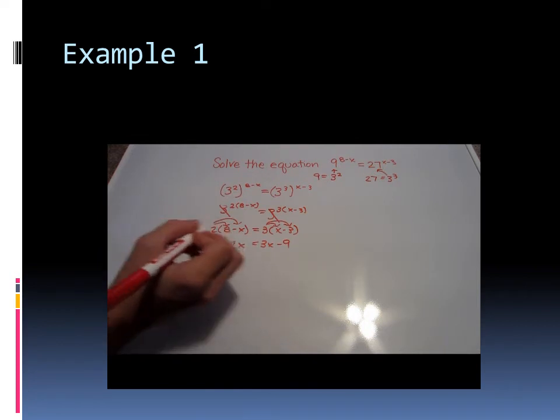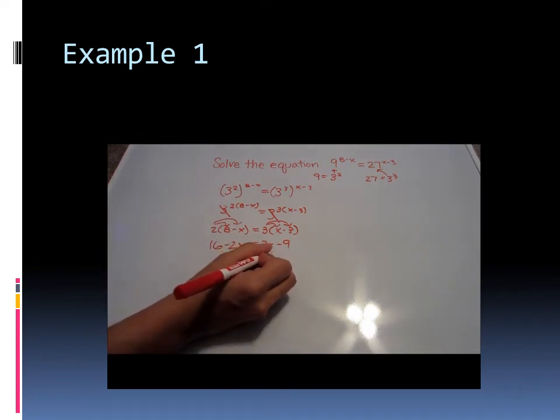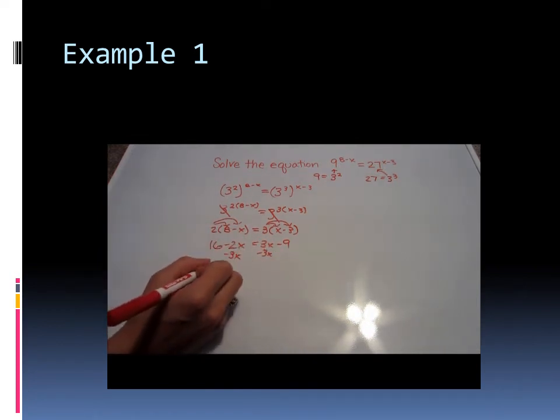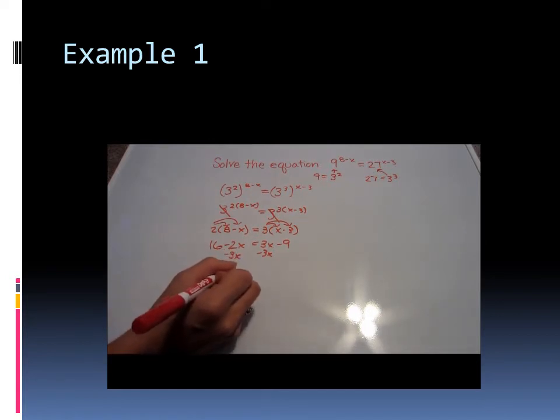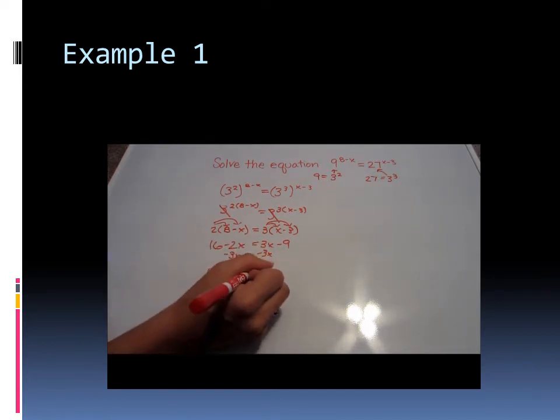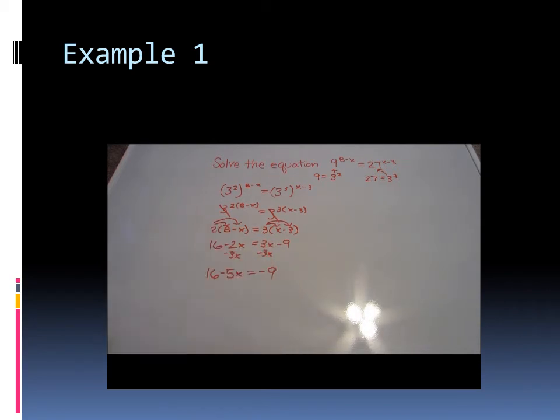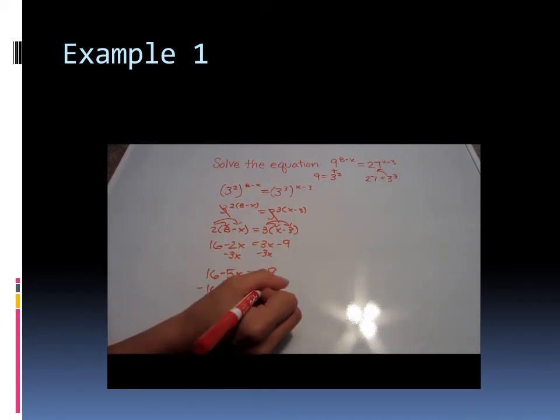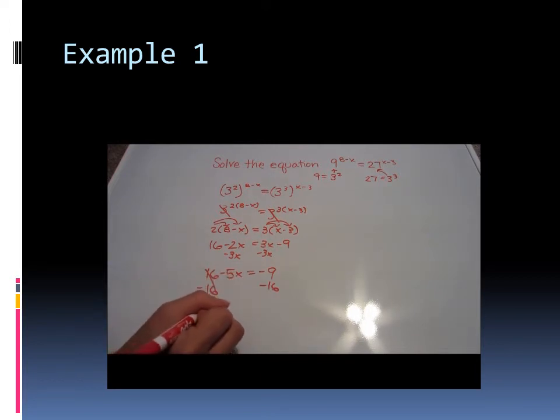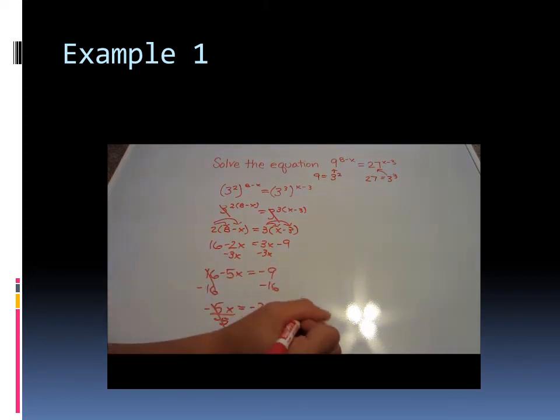Now we want to move the x's to the left and the numbers to the right. So we'll subtract 3x from both sides to get 16 minus 5x equals minus 9. Now we'll subtract 16 from both sides and get minus 5x equals minus 25. And for the last step, we'll divide both sides by negative 5. So we get a final answer of x equal to positive 5.